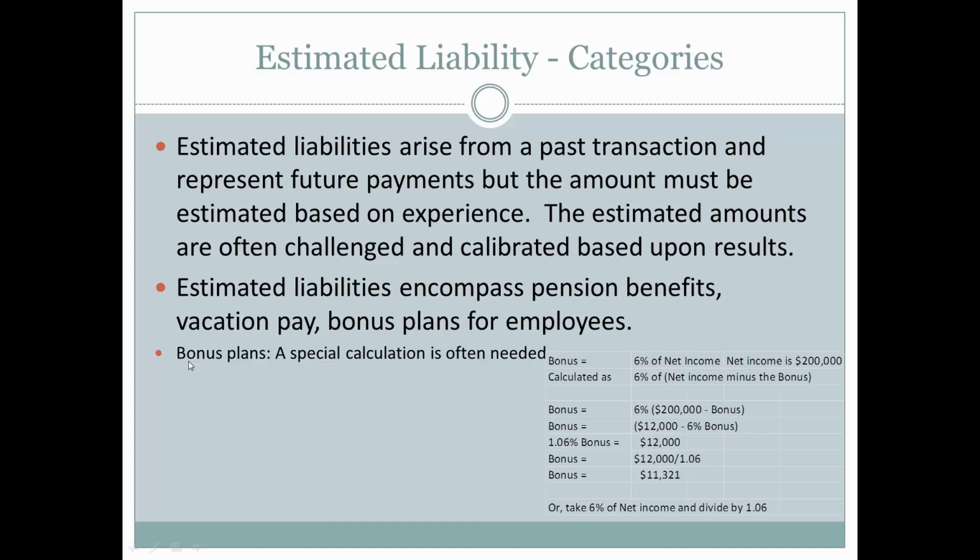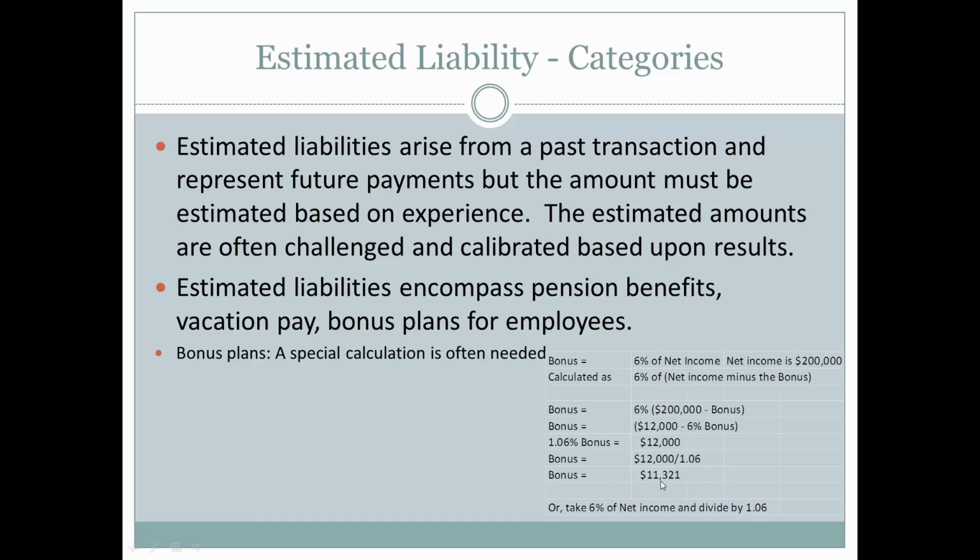Now let's look at a special calculation that is often needed when you calculate a bonus plan. In this instance, the bonus is equal to 6% of net income, and net income is $200,000. It will be calculated as 6% of net income minus the bonus, or bonus is equal to 6% of net income minus the bonus. Bonus is equal to 6% applied to the $200,000, which is $12,000, minus 6% of B, or bonus. Then we're going to algebraically solve this, and it'll be 0.06 bonus is equal to $12,000. Therefore, the bonus is equal to $12,000 divided by 0.06.